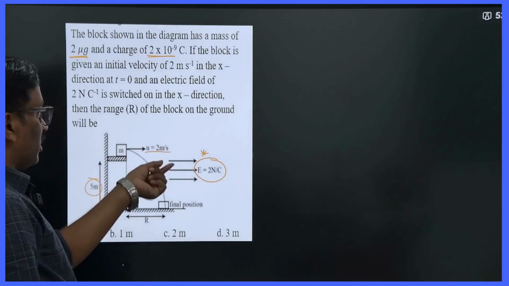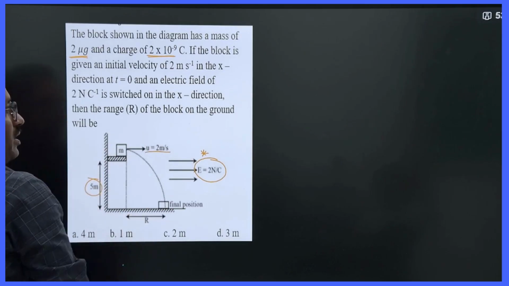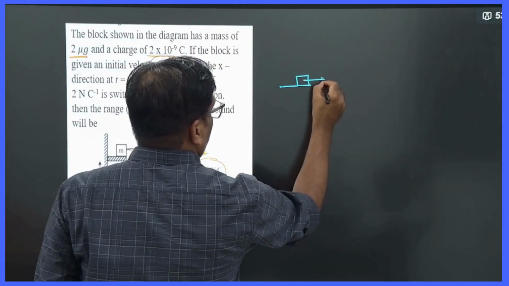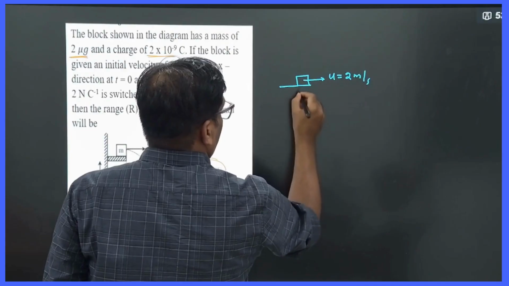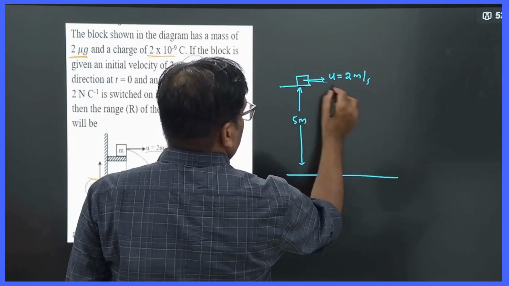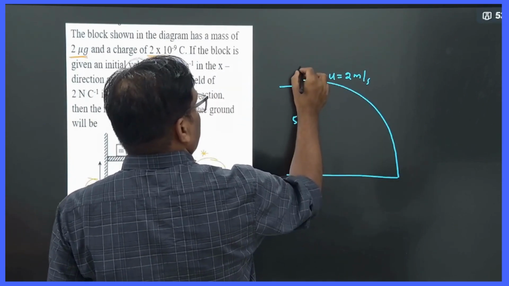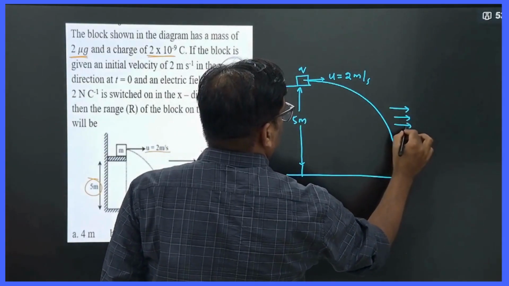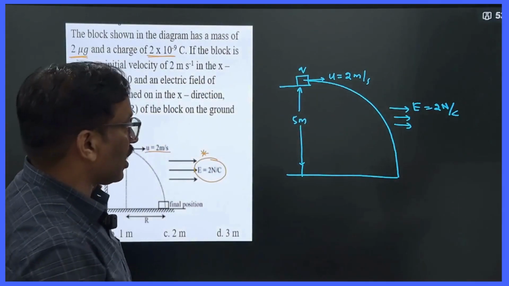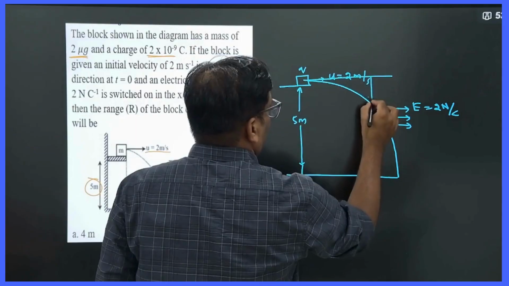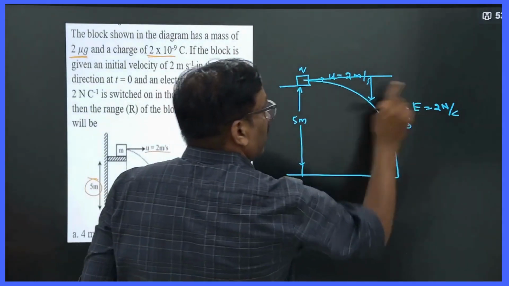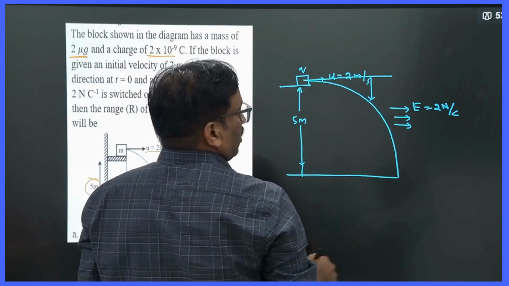If this field was not there, the block would have reached the ground. Here we are throwing this block with a speed of 2 meters per second from a height of 5 meters, so it is going to fall here. But it has some charge, and an electric field of 2 newton per coulomb is generated. Here two accelerations are there. What are the two accelerations? Downward acceleration, and this side a horizontal acceleration, because the electric field is switched on.